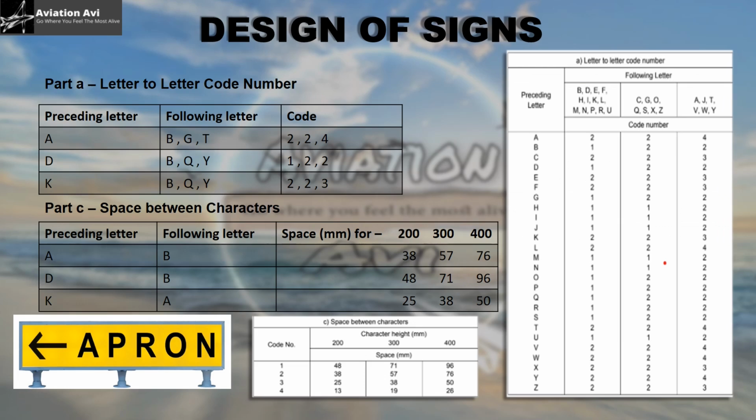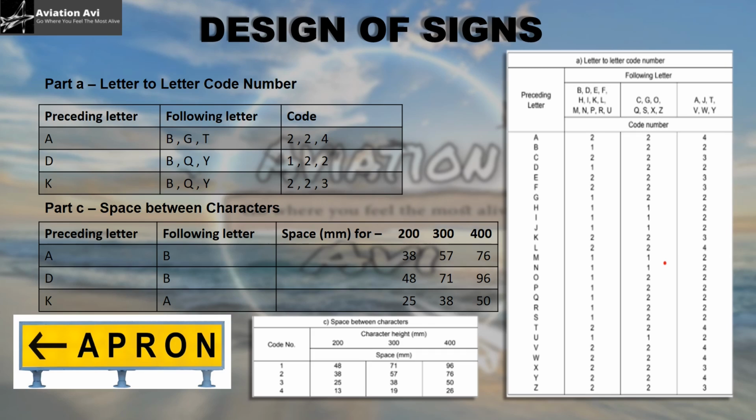Now that we have looked at the height of the character, let us look at the spacing between two characters. In this case, firstly, we'll be looking into the distance between two letters. To understand, let us look at this destination sign to a particular apron on the airfield. So the first character A is separated from P by a specified distance. How do you know what the distance is? We'll look at it in this slide.